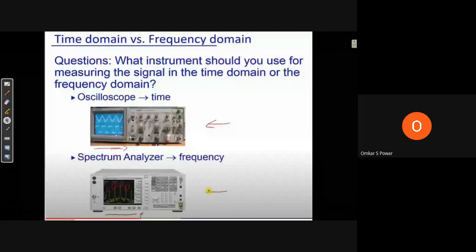So what is the instrument with which we can see the frequency domain, or the frequency components in that particular signal? We use an instrument called a spectrum analyzer. This spectrum analyzer will be helpful for you in analyzing the frequency components in a particular signal.